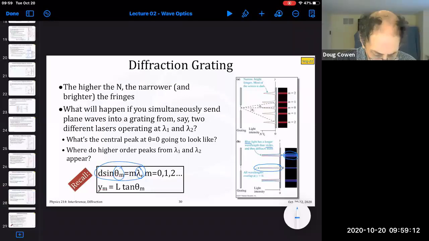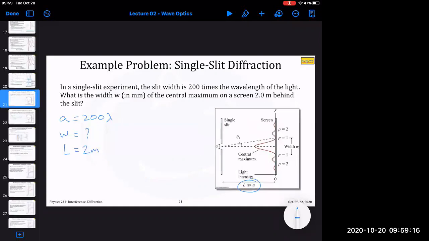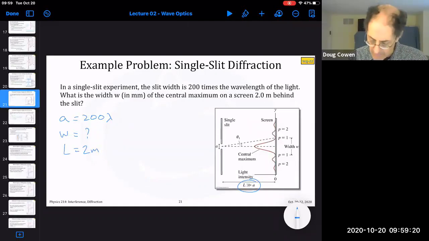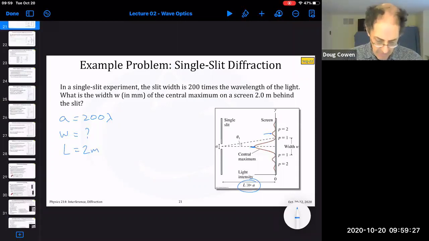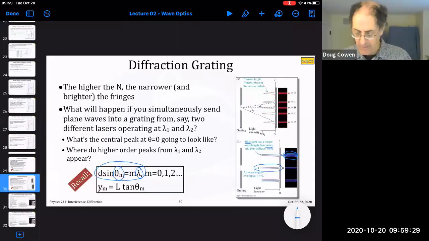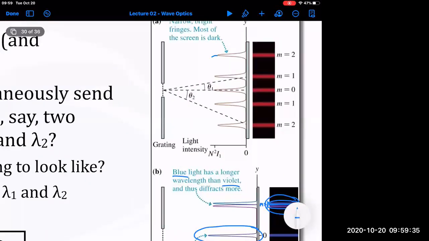So are you asking, let me see if I can find it. Yeah, that one. Here you see that the central max is huge, and right over here the one next to it is much smaller. But then when we look at these diffraction grating patterns, all of these look like they're roughly the same height. Yes. Okay, that's a very good question.